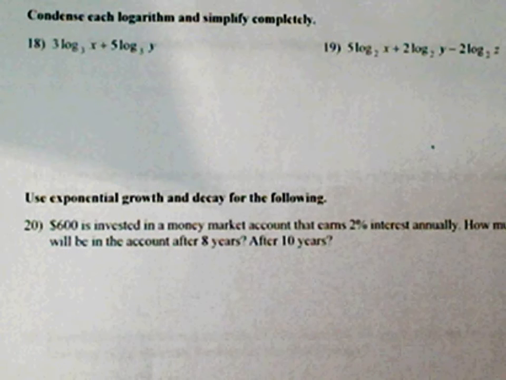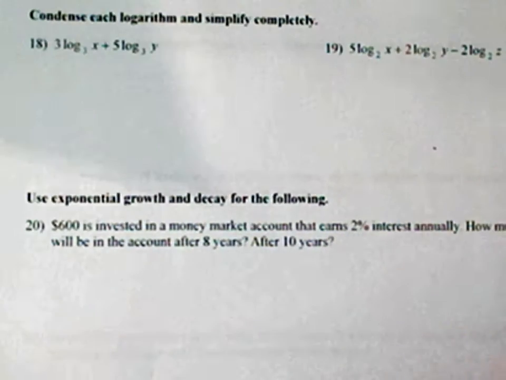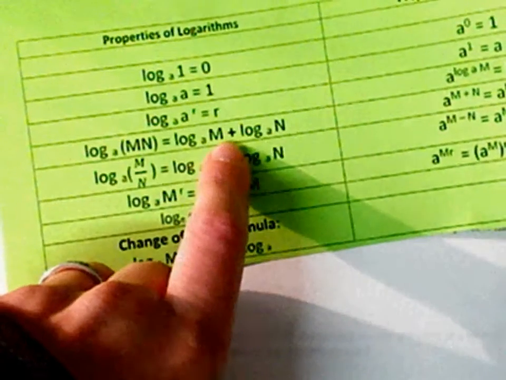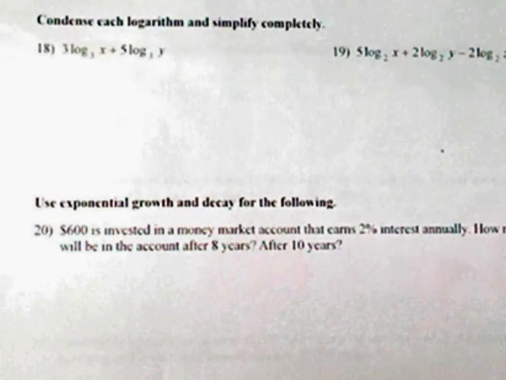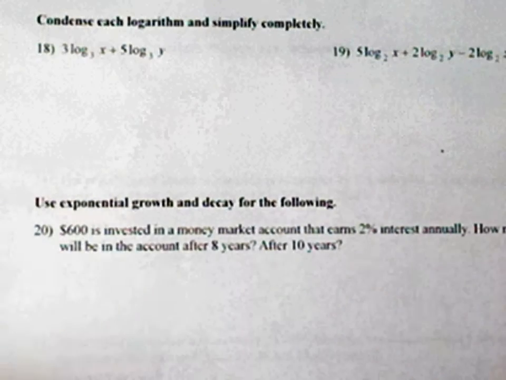This is page 4, Unit 6 review. And here this time we are going to condense. And if you have this paper, it will help you a lot. This is your condensation and this is your expansion. Okay? Alright, number 18. Now before you start, when you are condensing, you're making it smaller. So the log should only be written one time.